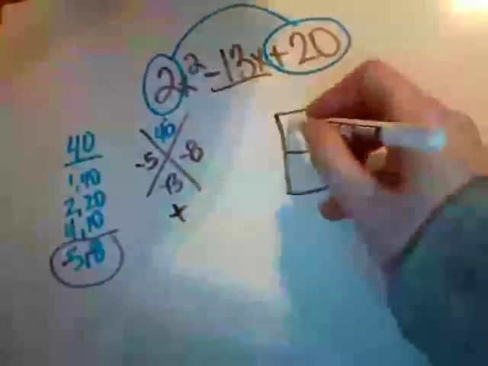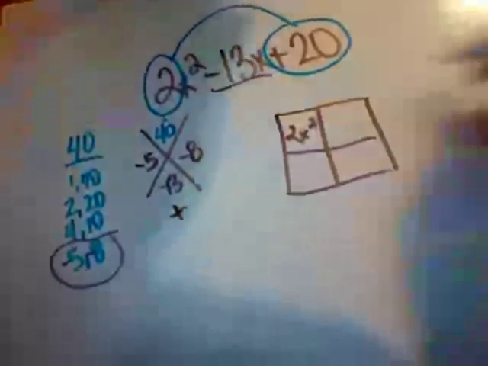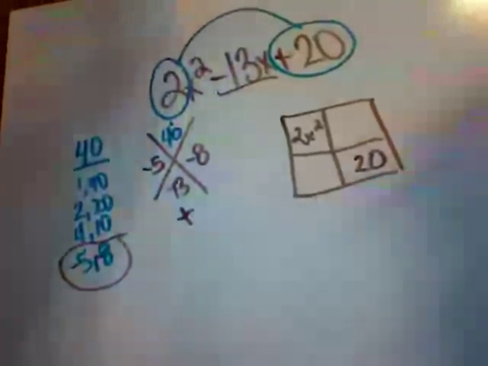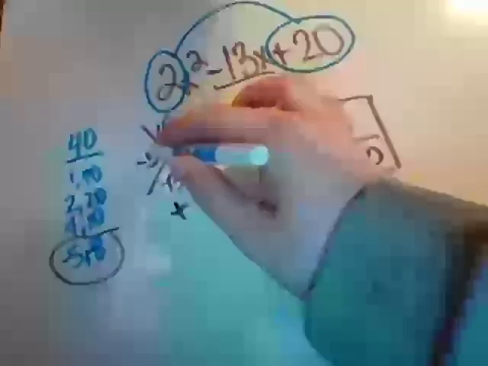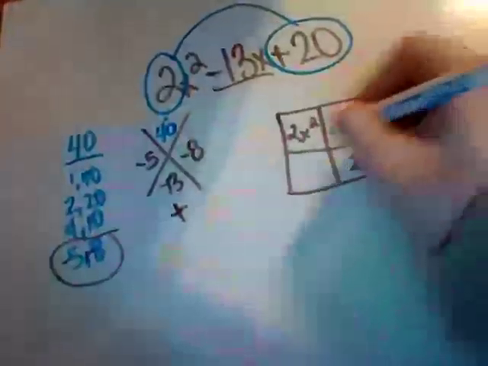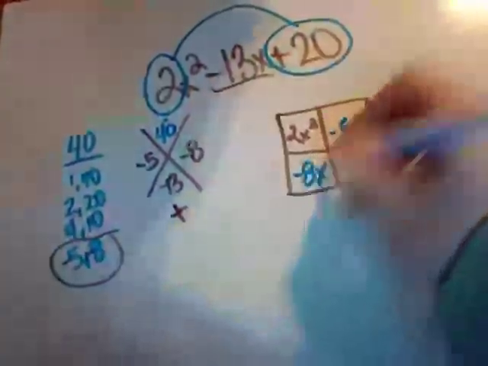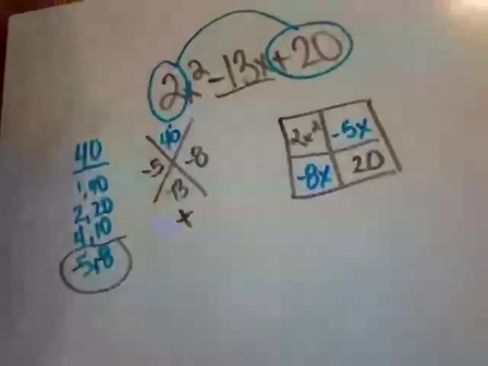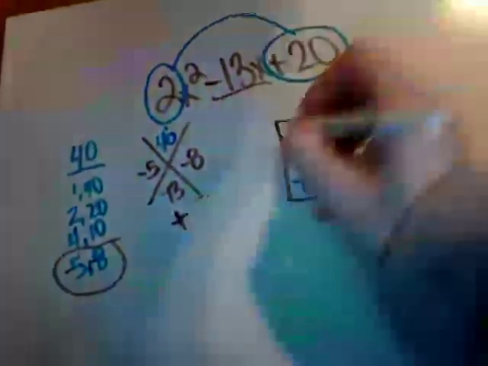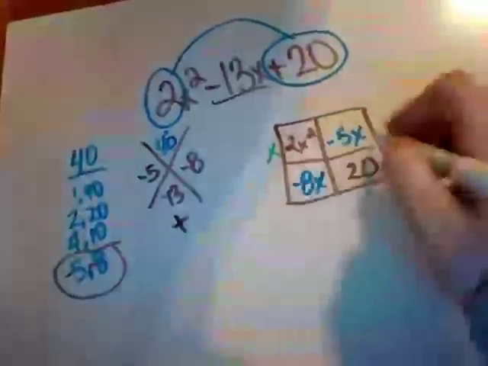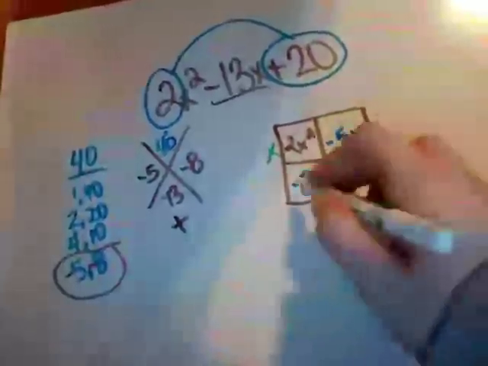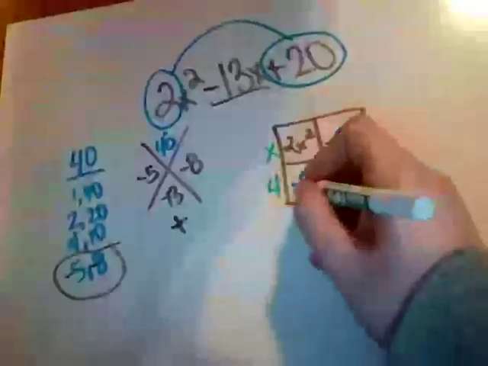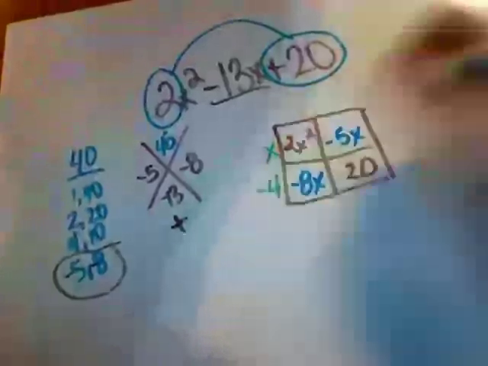I'm going to take the first term, 2x squared, and put it in the first box. The last term, positive 20, goes in the last box. The two terms from the x go in the other two boxes, negative 5x, negative 8x. And then we're going to factor each row and each column. So for the first row, we can factor out an x, and that's it. For the bottom row, we can factor out 4. And since it's touching this negative 8x, we're going to make it a negative 4.